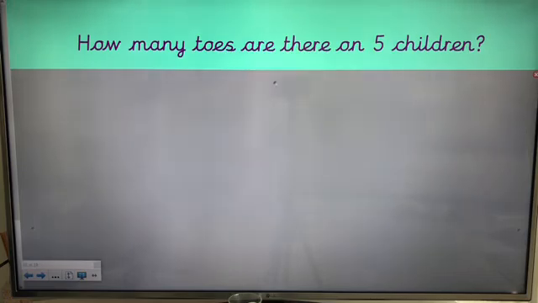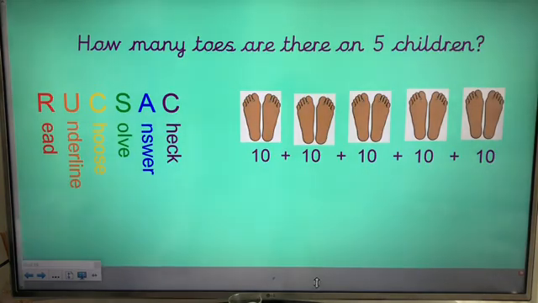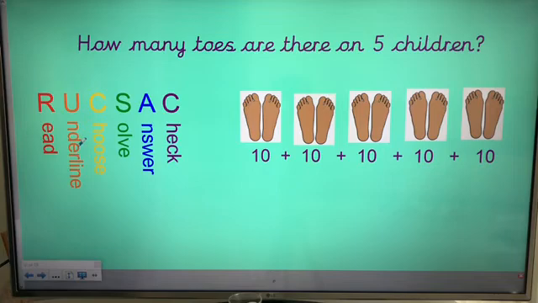Shall we have a look? Okay, let's start off with our repeated addition. So we're going to read how many toes are there on 5 children. Now we need to underline the important information. So we're going to look for the numbers first. 5. Now we've got a problem. There's only one number in my word problem.